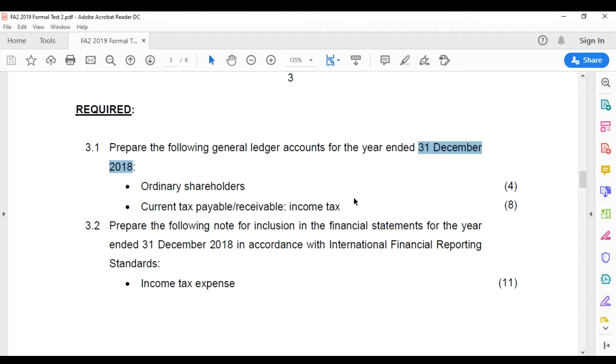So which two accounts do we need to go and prepare? First of all, ordinary shareholders, right? We've discussed that in question 2 already. So the ordinary shareholders, what will that represent? That will represent a liability towards our shareholders, right? So we'll have to go and look at what were the dividends declared to the ordinary shareholders, and then secondly, the current tax payable income tax account.